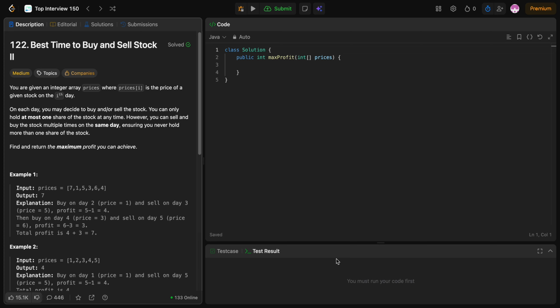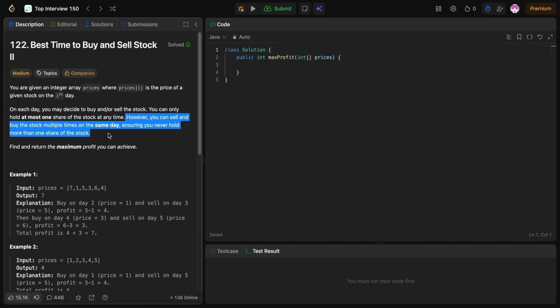So in this video, I'm doing best time to buy and sell a stock II. You're given an integer array prices where prices[i] is the price of a given stock on the ith day. On each day, you may decide to buy and/or sell the stock. You can only hold at most one share of the stock at any time. However, you can sell and buy the stock multiple times on the same day, ensuring you never hold more than one share of the stock. Find and return the maximum profit you can achieve.